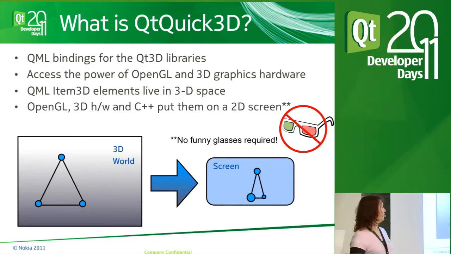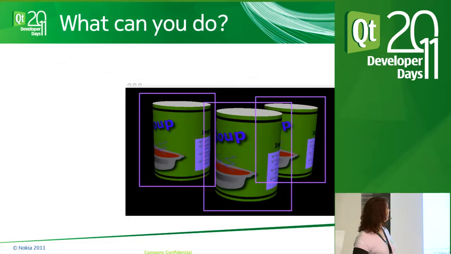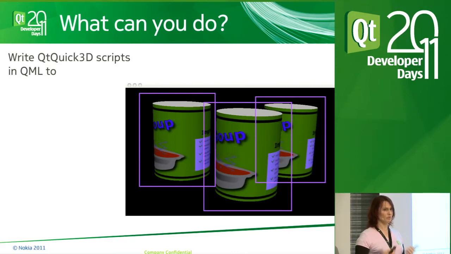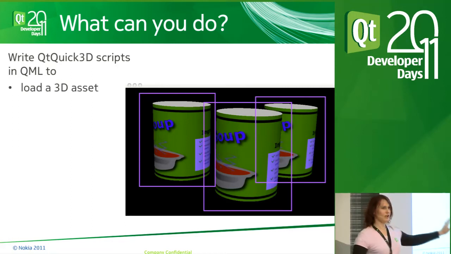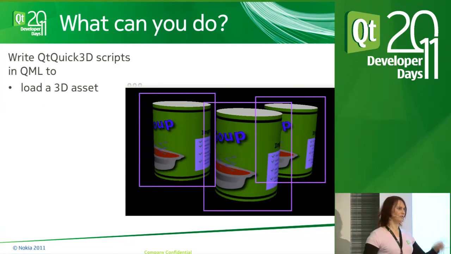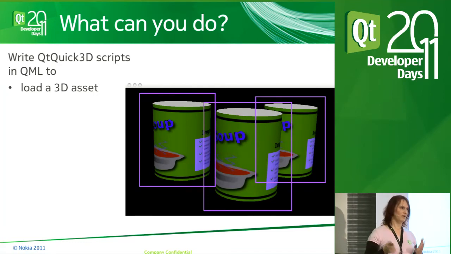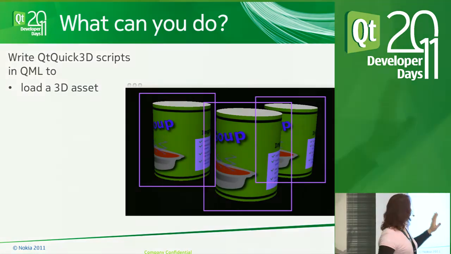So what can you do with Qt Quick 3D? Well, you can write some scripts, all in pure QML, that allow you to load up a 3D asset. Those guys who are OpenGL gurus will know what I mean by that. That's a model that you've created with something like 3D Studio Max, in the .3ds or .max format. And you can get that up on the screen and then manipulate it around.